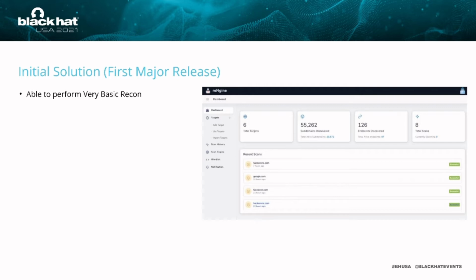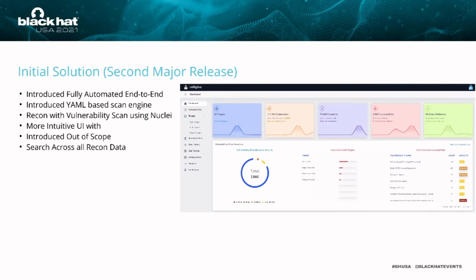And then after a couple of months, probably in November, I guess it was at BlackHat Europe 2020, we had a second major release. In this second major release, we introduced fully automated end-to-end reconnaissance, right from subdomain gathering to vulnerability scan. It was fully automated. We also introduced YAML-based scan engines, so you could choose what tools you want to run and what settings you want to configure in those tools. The engines were mostly dependent on the YAML.